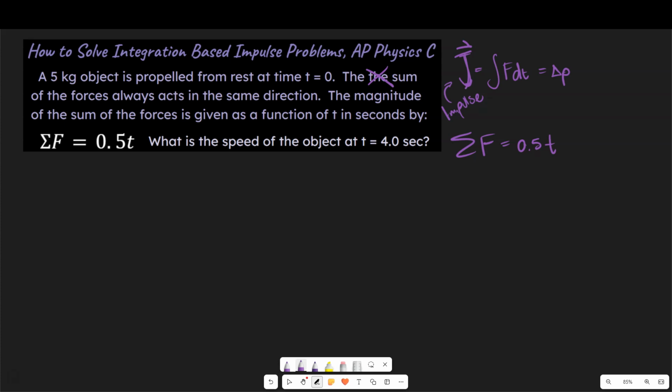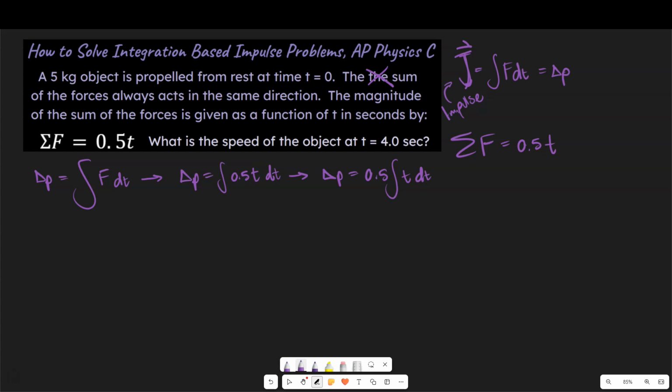With that, we can take the integral of that with respect to time. Okay, and so we can say the integral of force with respect to time is going to be equal to our change in momentum. Now that's not our final answer, but that's going to get us closer to our final answer. So we can say therefore our change in momentum is equal to the integral of 0.5 t dt. Well, fair enough, that 0.5 can be pulled out in front, so we can say delta p is equal to 0.5 times the integral of t dt.